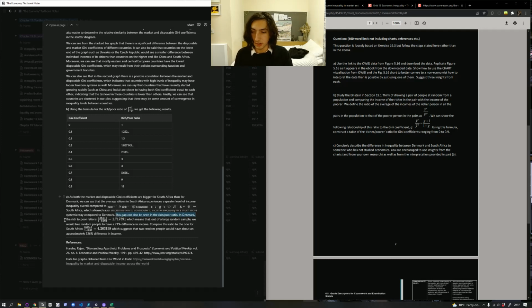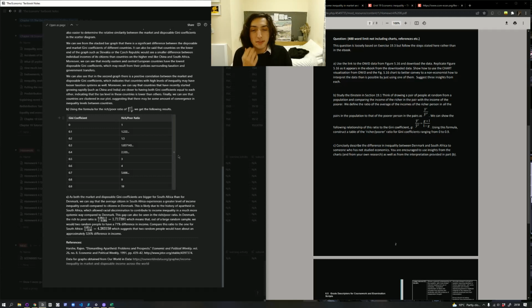In Denmark, the rich-to-poor ratio is, and I've calculated it there based on the data we have, 1.717391, which means that out of a large random sample, we would expect two random people to have a 71% difference in income. Compare this ratio to the one for South Africa, which is 4.26, which suggests an approximately 326% difference in income. So I used two statistics here, I used my own research, and I just tried to do it shortly. Thankfully this is all under 400 words.